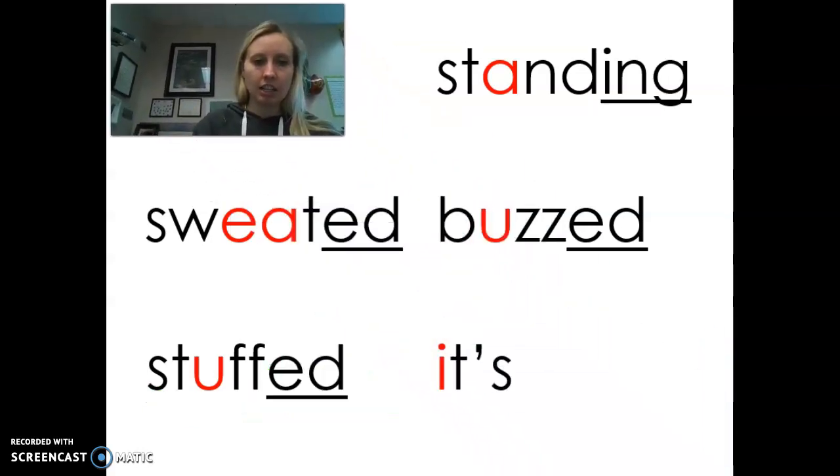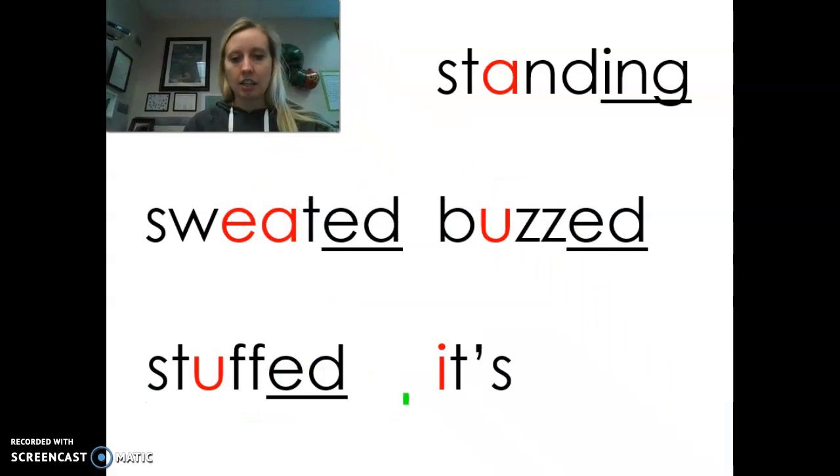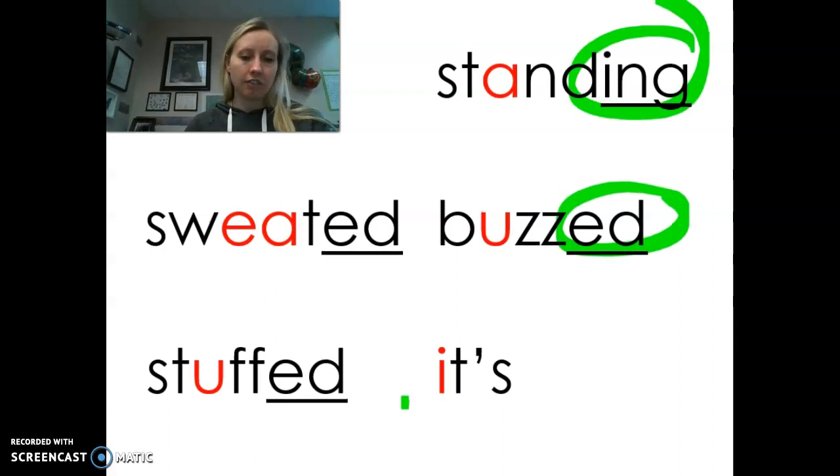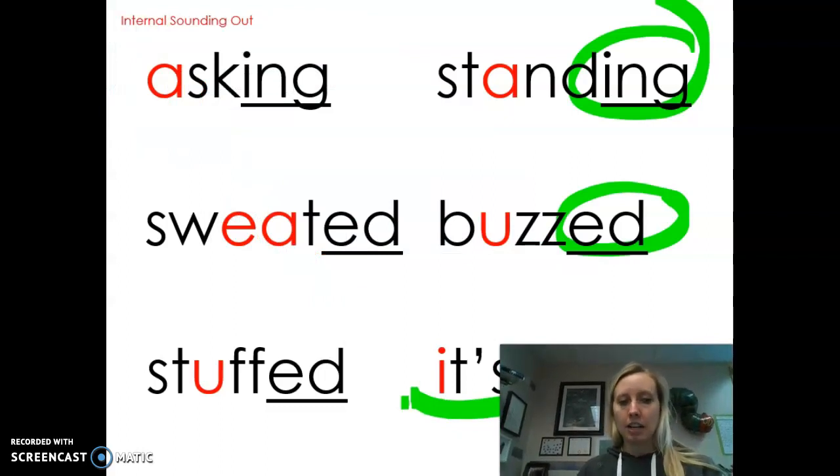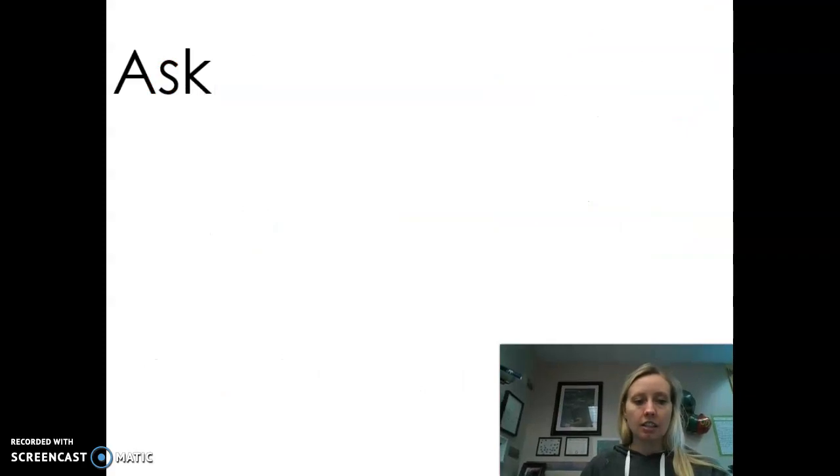Okay, let's look at this next word. This is not in the past, and it's not happening right now. It's not even a verb. Let's read it. 3, 2, 1. It's. So that could be it is. Contraction.